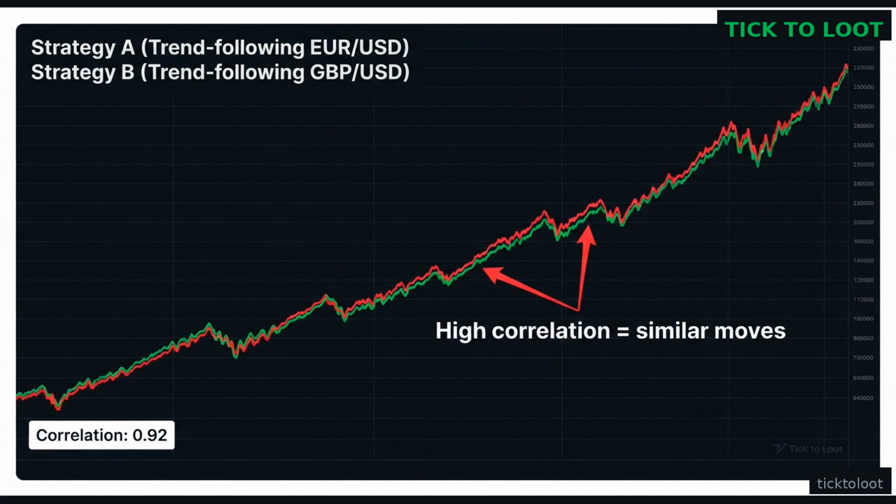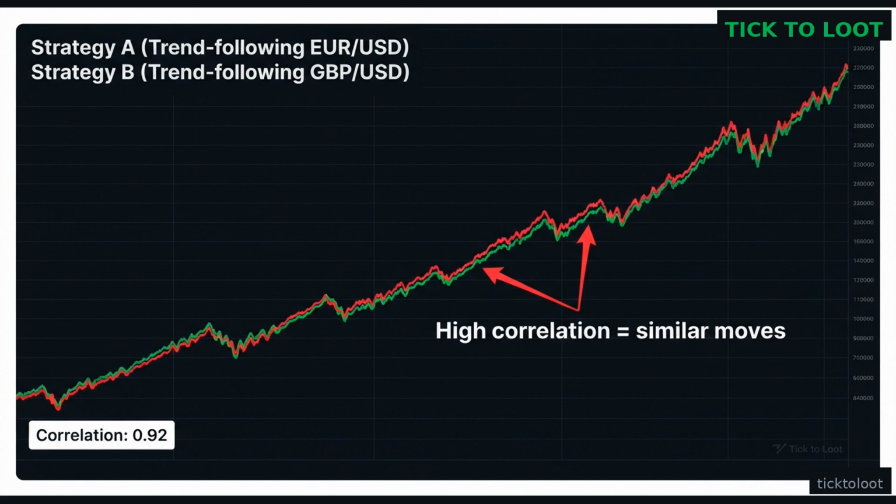In this scene, we will explore how correlated strategies undermine diversification benefits. By the end of this segment, you will understand why using two bots that act alike can actually increase risk instead of reducing it. Let's dive in.